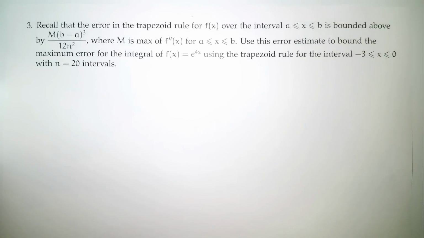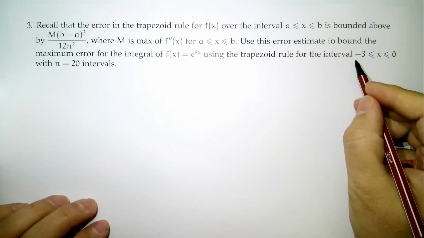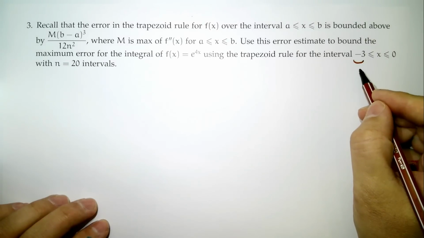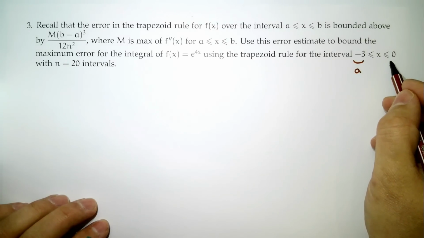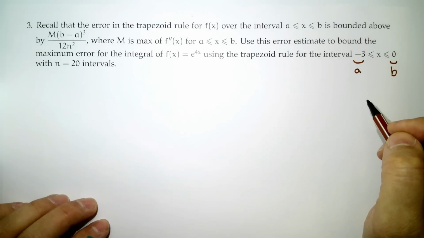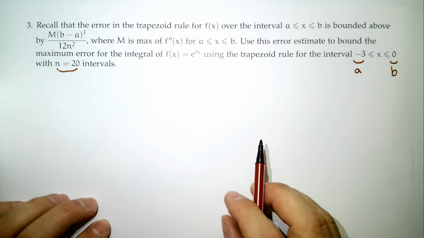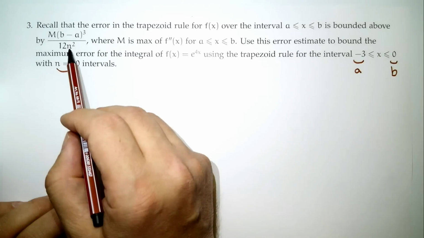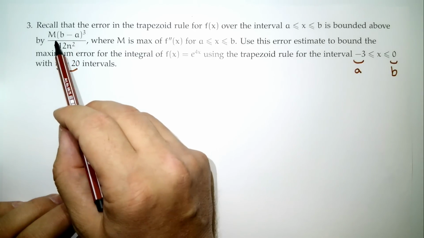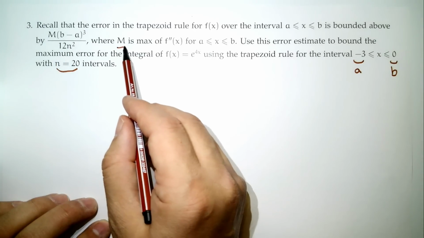So how do we use this formula? Well, we start identifying things. Some things are pretty easy. We can talk about a and b. So we go from -3 up to 0. So there's our a and our b. In this case, we have n, so that's great. And so we look at it and say, okay, we have n, we have b, we have a, we need M. So this is actually the hard part of the problem.